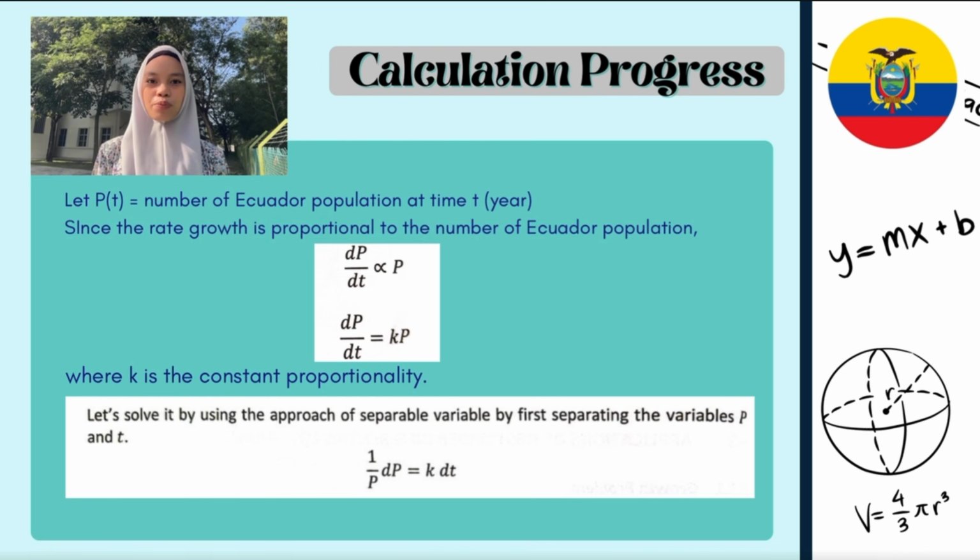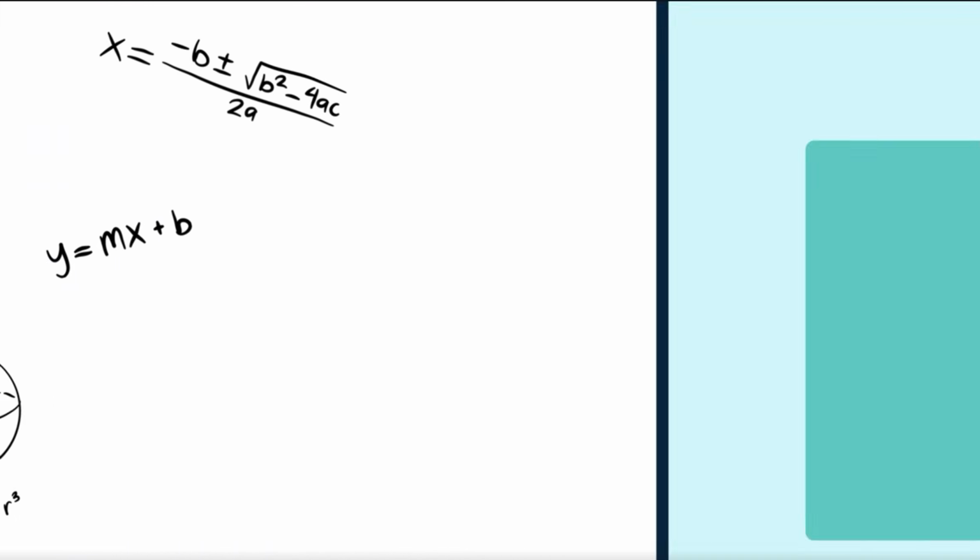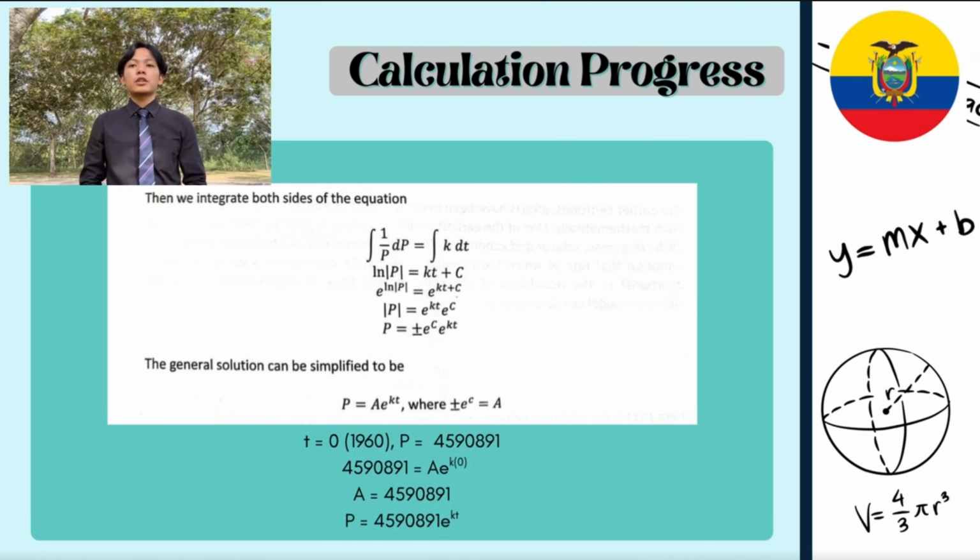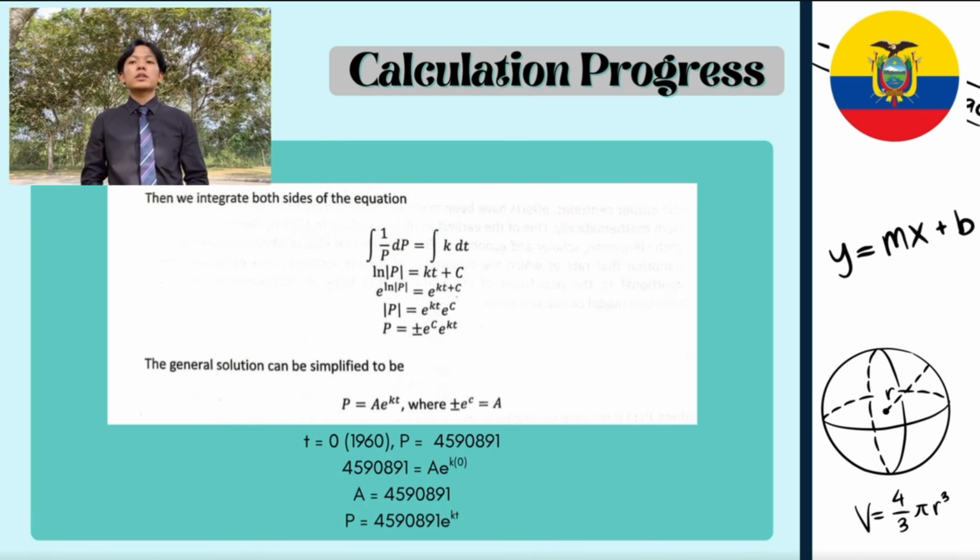To solve for P(t), we use the separation of variables method. We rearrange the terms to isolate P on one side and t on the other, giving us (1/P) dP = k dt. Integrating both sides yields the natural log of P equals kt plus a constant of integration C.